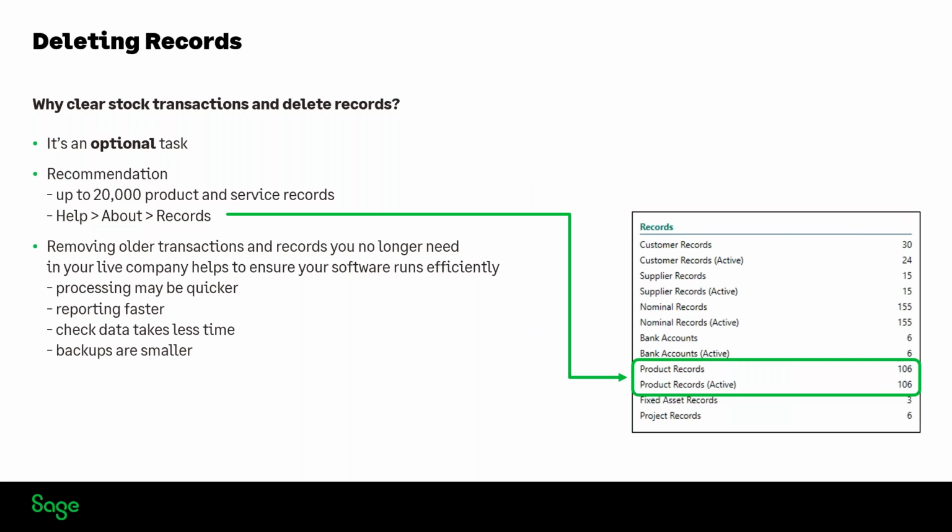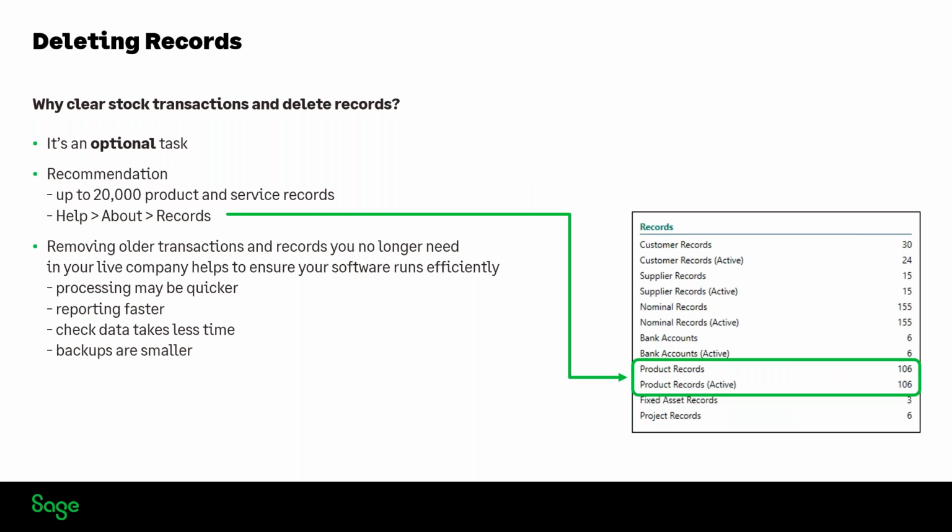So processing may just be that bit quicker. Reporting faster because there's less information to filter through. You check data. Obviously, the less data you have, the quicker it's going to be to check that. Your backups will be smaller and therefore take less time to complete.